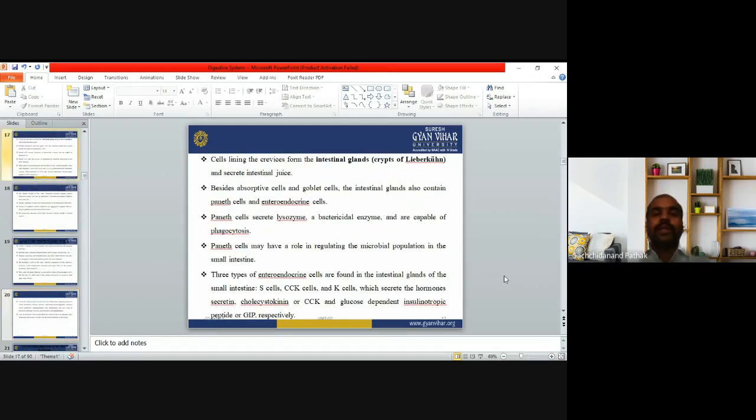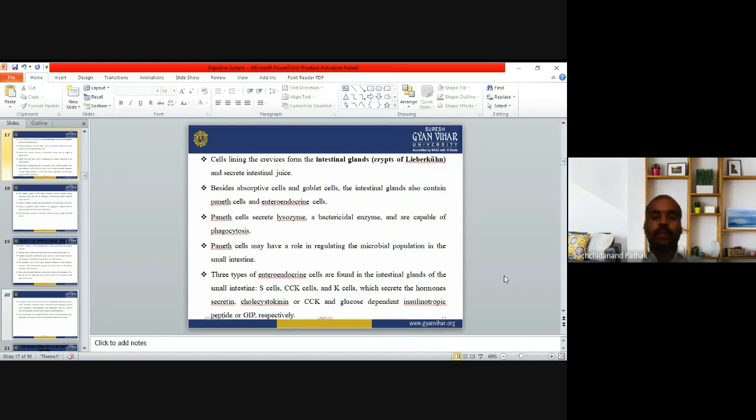The cells lining the crevices form the intestinal glands, known as the crypts of Lieberkühn, and secrete the intestinal juice. Besides absorptive cells and goblet cells, the intestinal glands also contain Paneth cells and enteroendocrine cells. Now, the Paneth cell helps in the secretion of lysozyme, a bacterial enzyme capable of phagocytosis. So, the Paneth cell may have a role in regulating the microbial population in the small intestine. When a microbial population develops in the small intestine, this Paneth cell will regulate, control, and eradicate them.